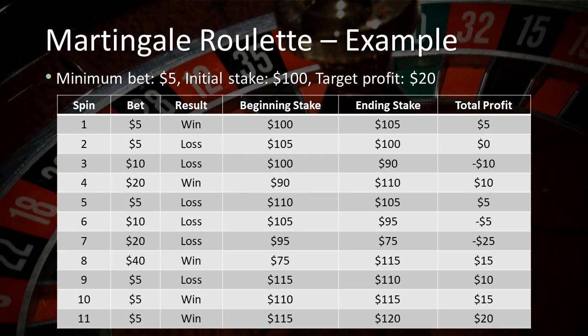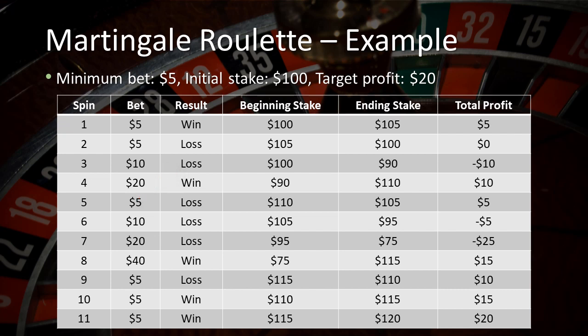Since the player won on the most recent spin, they again place a minimum bet on the next spin. This time the player loses, returning their available stake to $100 and their total profit to $0. Since the player lost on the most recent spin, they double their previous bet, and hence wager $10 on the next spin. The player loses again, lowering their available stake to $90 and their total profit to minus $10.